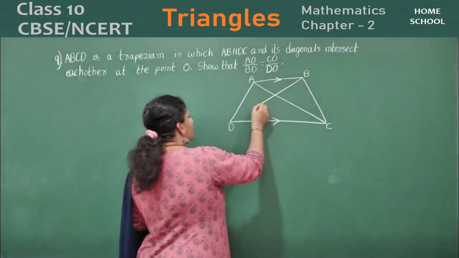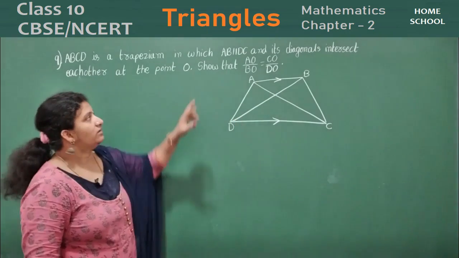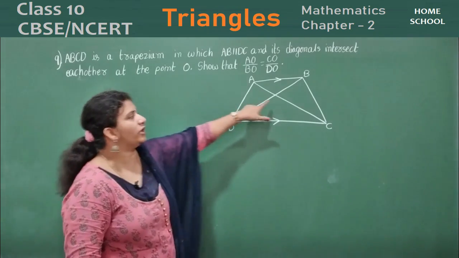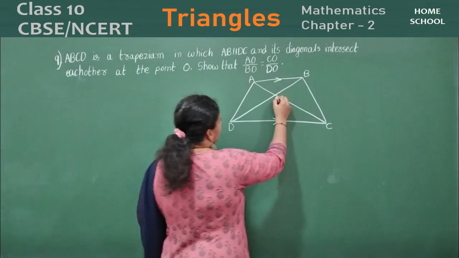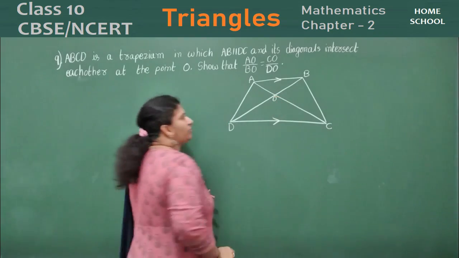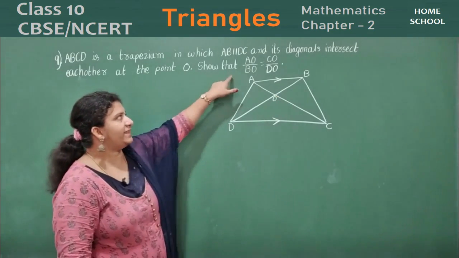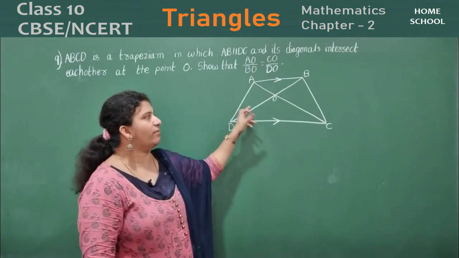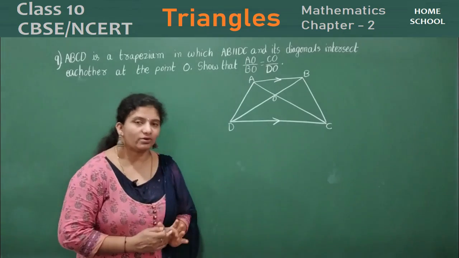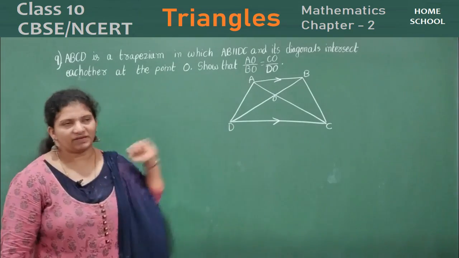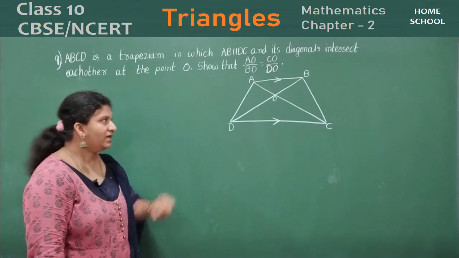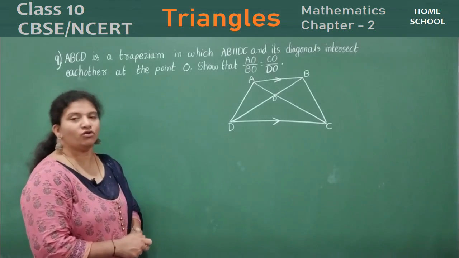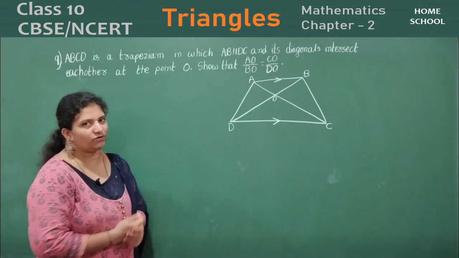So, now I have drawn two diagonals here. And its diagonals intersect each other at the point O. Where they are intersecting? Here. Mark a point O. Show that AO by BO is equal to CO by DO. So understand the question carefully. Given it is a trapezium, AB is parallel to DC and diagonals intersecting at point O, show that AO by BO is equal to CO by DO is your question.